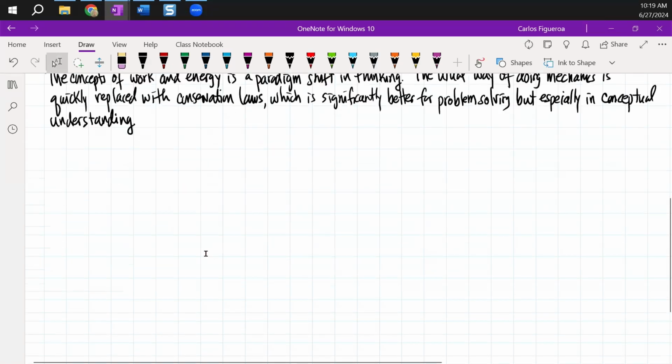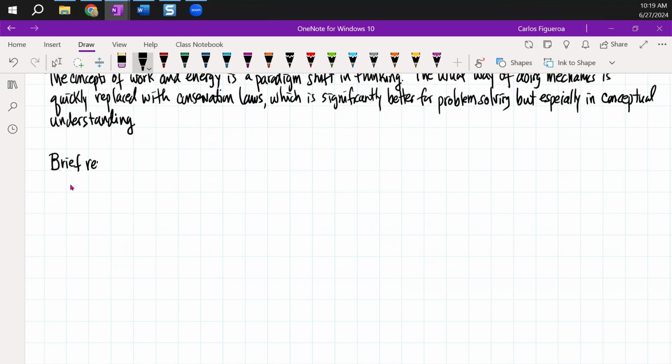So let's do a very brief review, really just 2 comments, not even a review, of work and energy. So the first thing that we should do is define what work is.